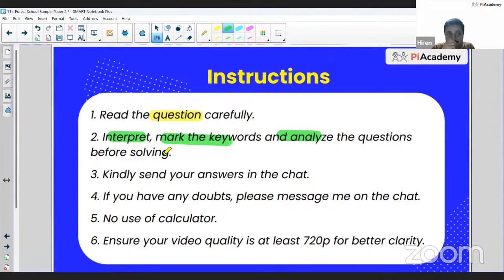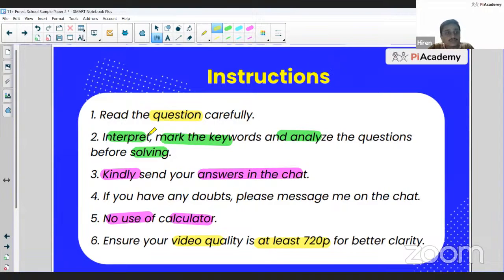Before you start solving, kindly send your answer in the chat. While you are attempting the question, once you get the answer, you have to answer me in the chat box. And if you have any doubt, please message me on chat. And no use of calculator, okay? Because in our Learn Plus exam, calculator is not allowed, so you are also not going to use it right now. And the last instruction for all of you is, please make sure your video quality is at least 720p, so you will get better clarity and you will enjoy the class.